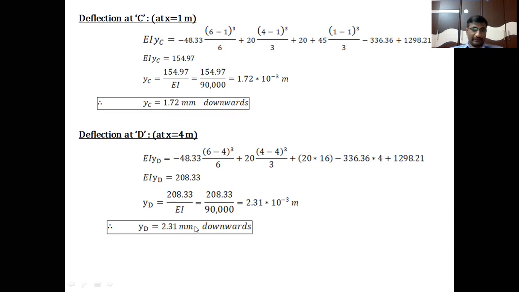downwards. So 2.3 mm downward deflection. The beam will deflect at point D by 2.3 mm, vertical displacement downwards. These are the deflections at point C and D, if you substitute in place of x, 1 meter once and the second time 4 meters. Clear, students? This is the problem to calculate the deflections at points C and D.